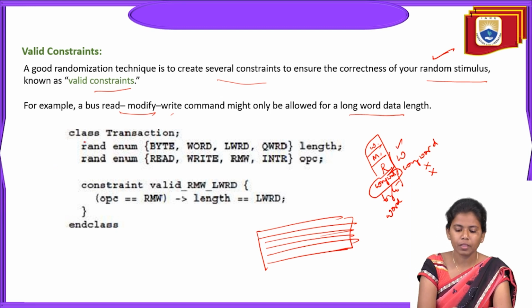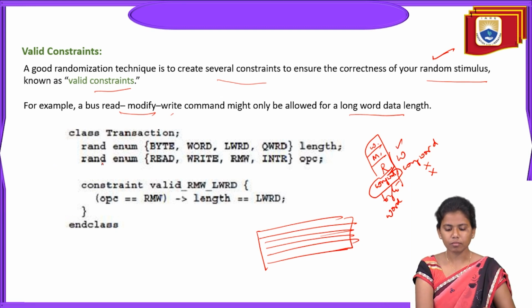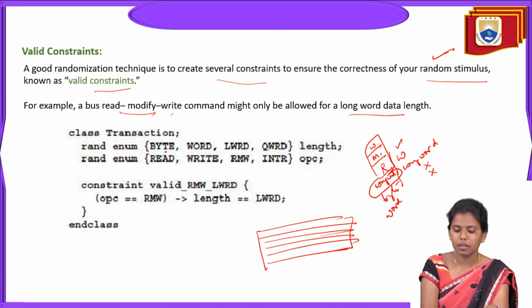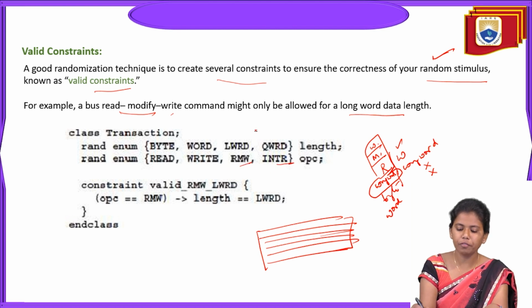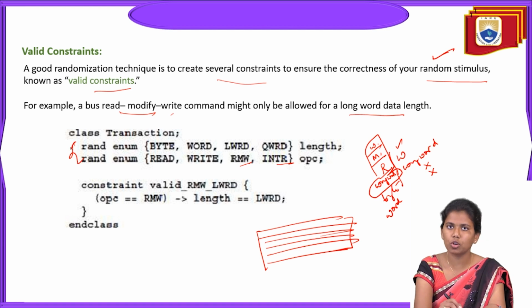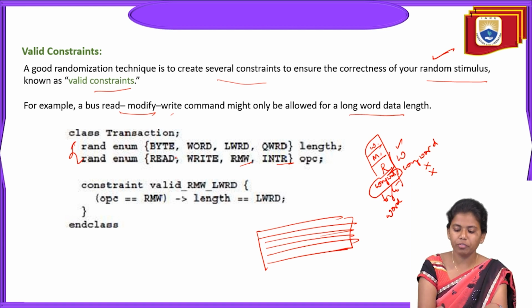So here we'll see class transactions, rand numbers, byte, word, length of the word, and then random variable enum, read, write, and RMW opcode. These are just the initializations of the random variables. Different variables, different values: byte, word, long word, length of the word and keyword.